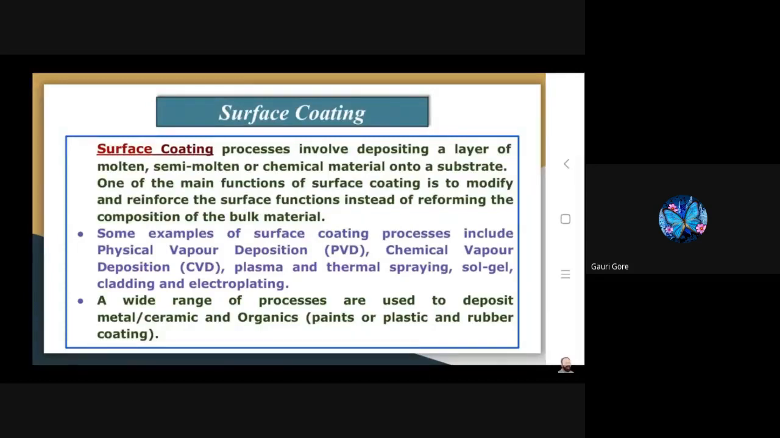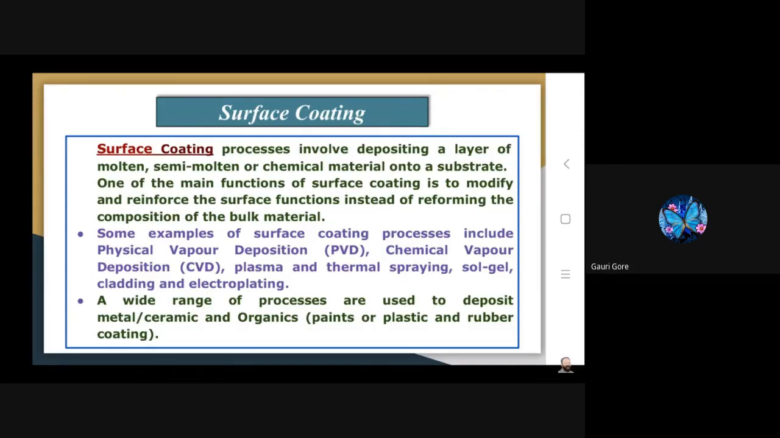The surface coating process involves depositing a layer of molten, semi-molten, or chemical material onto the substrate. One of the main functions of surface coating is to modify and reinforce the surface, instead of reforming the composition of the bulk material. Some examples of surface coating processes include PVD, that means physical vapor deposition, chemical vapor deposition, thermal spraying, plasma spraying, cladding and electroplating. A wide range of processes are used to deposit metal or ceramic, as well as organic materials, that is paints, plastic and rubber coating also.